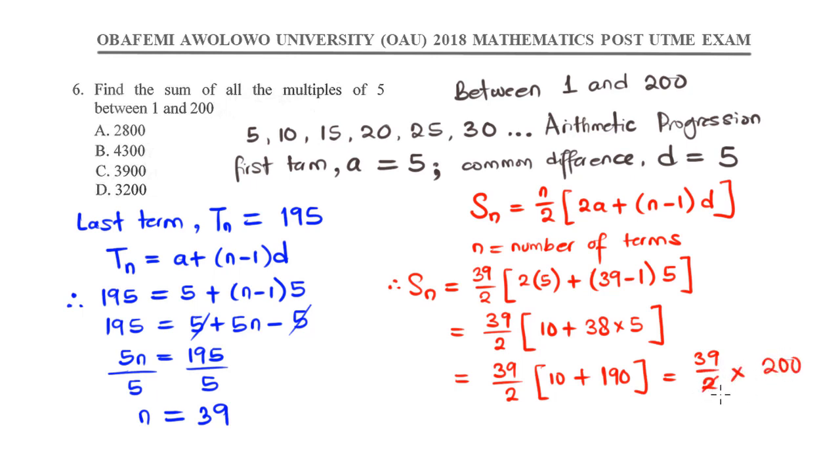So 2 can go here, 2 in 200 is 100. So the sum of the terms will be 3,900, and that is option C. What we need to note is that these values between 1 and 200 are not going to be included in that particular scenario.